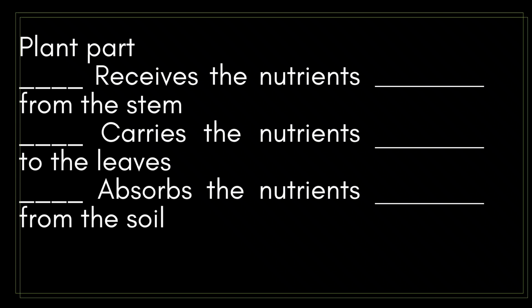For number 1, the first is absorb the nutrients from the soil. This is 1. Next is number 2, carries the nutrients to the leaves. And for number 3, receive the nutrients from the stem. Very good, kids.